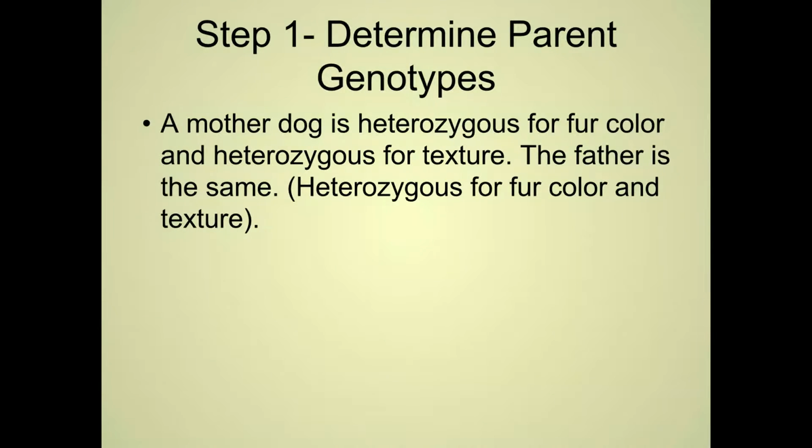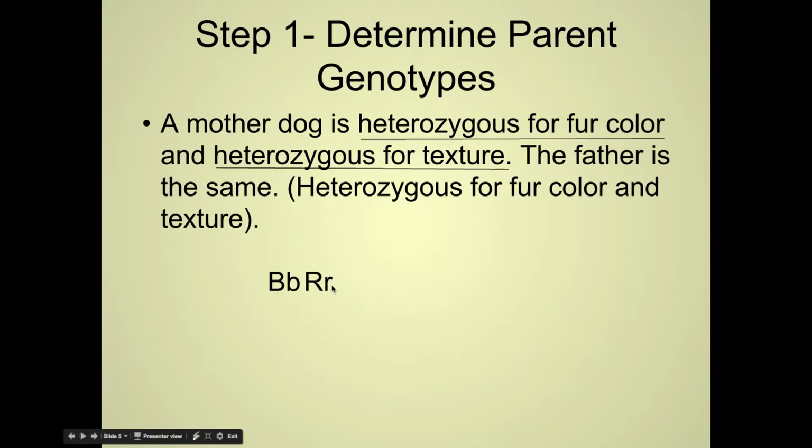So I might give you a word problem like this. A mother dog is heterozygous for fur color and heterozygous for texture. The father is the same, heterozygous for fur color and texture. So if you read through this problem, you'll see that I'm giving you the genotype for each organism and each trait they have. So the first one is the mom is heterozygous for fur color. So she's going to be big B, little b. But I also need, well, what's her texture? She's heterozygous for texture. So that's big R, little r.